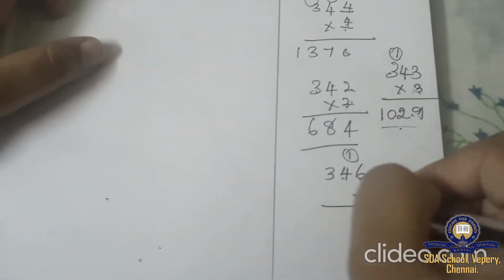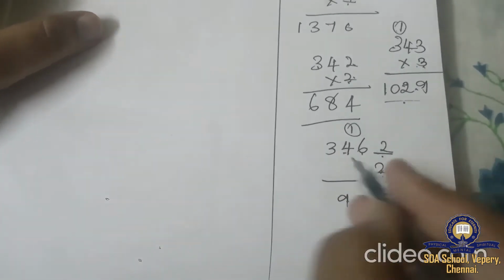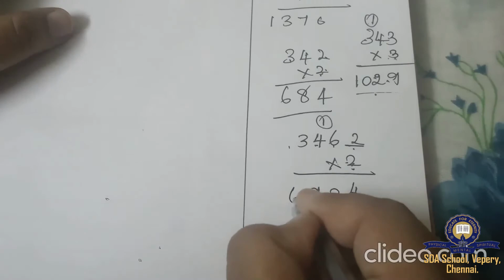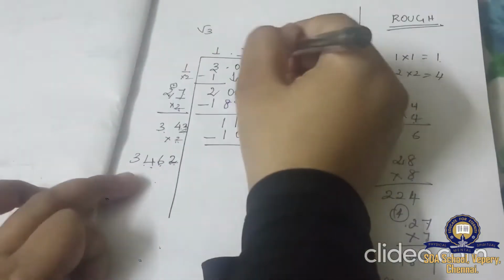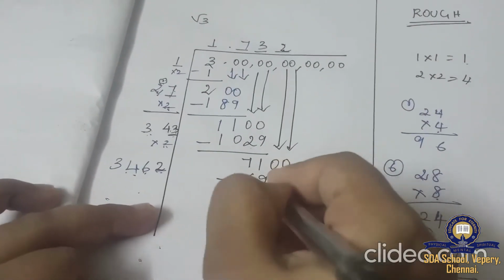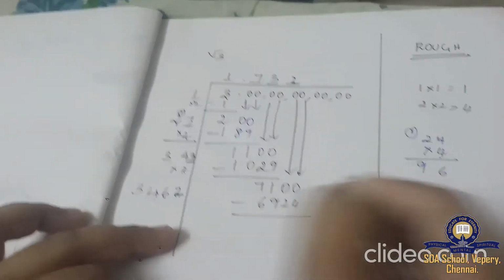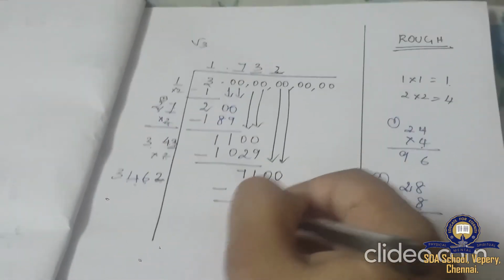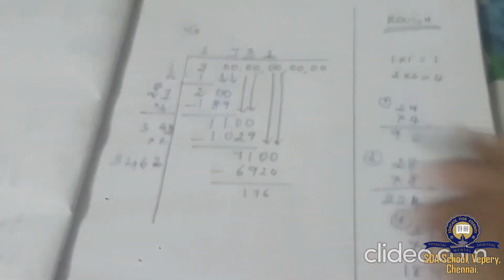Carry over 1, that is 9. And then 3 2s are 6. I think this would be perfect. That is 3 4 6 2 into 2. Okay, what 6 9 2 4 I have to put. Then I have to subtract. What will I get if I subtract? I will get 176. And then it goes on and on. So let's just stop over here.